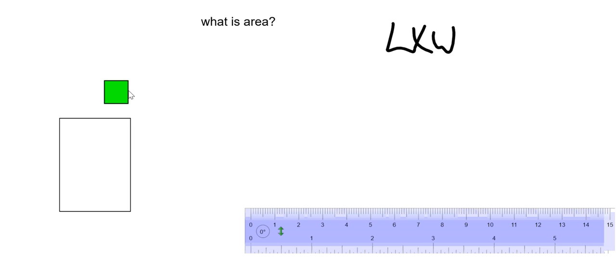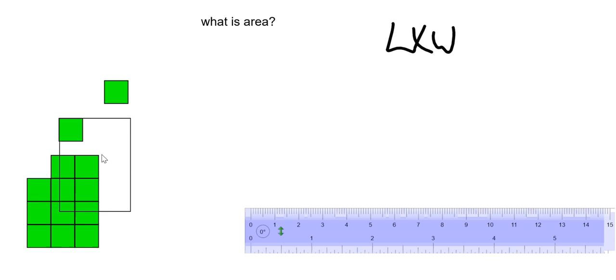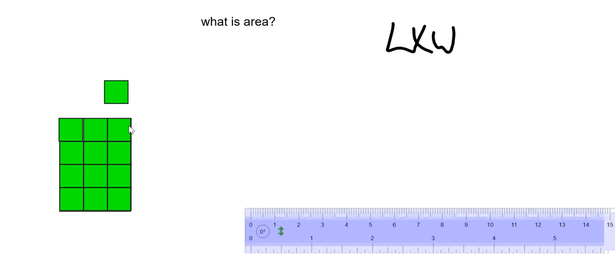Area is actually a measurement of how many squares cover a surface. So let's take a look at this. If this is a square, how many squares do you think it would take to cover this larger rectangle? We can see that one fits in here. And if we look here, we see that it takes a total of 12 squares. So we've got 3 across and 4 down. So we would say that the area is 12 square units.